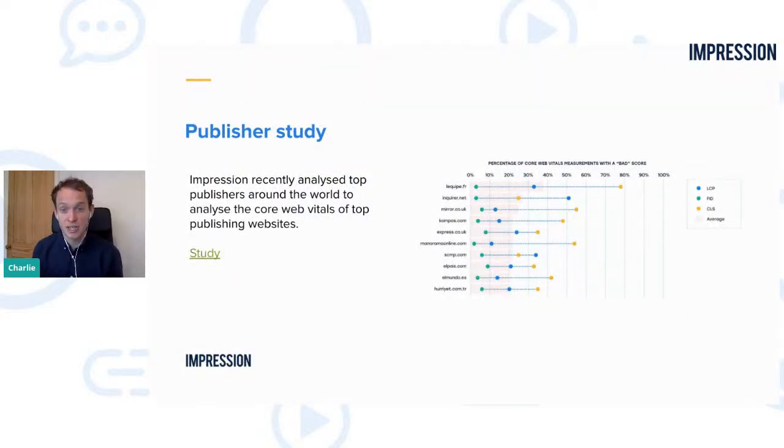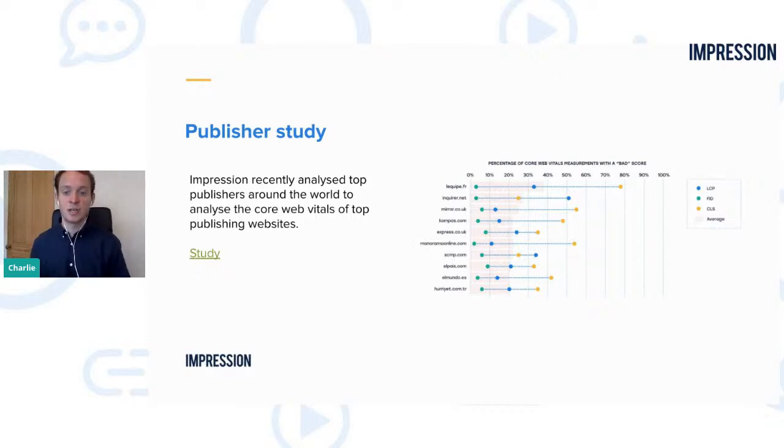So, some common issues that we've seen. Impression, actually Ed, who's watching me at the moment, recently analysed top publishers around the world to understand how they're performing for Core Web Vitals. You can see on the right-hand side, we started to benchmark how all of these different publishers are performing. We've got LCP, first input delay, and CLS there. We can see Lequipe, hopefully I haven't butchered that too much, has a really bad first input delay and a really poor largest contentful paint.